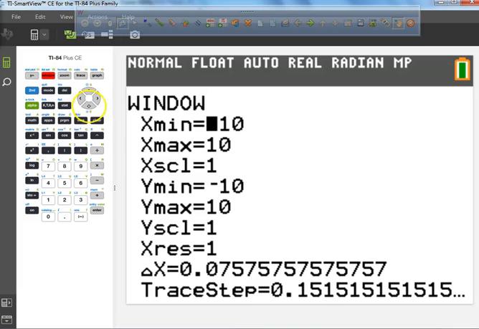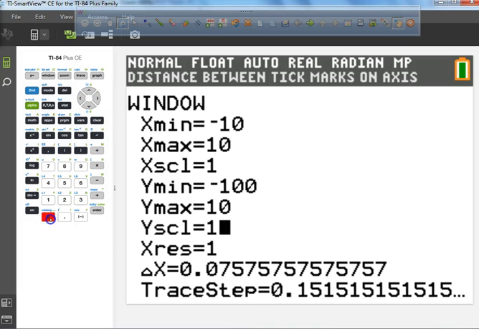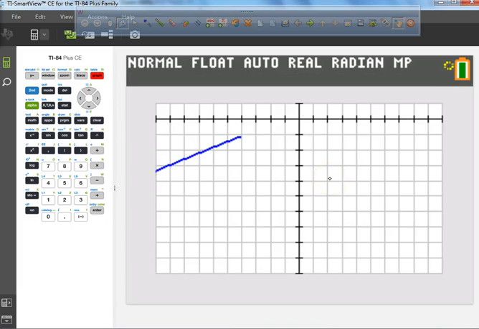I'm going to change the window. I'm going to go down to where the y minimum is at negative 100. And I'm going to change the y scale to 10. So you guys can see how it gets closer and closer and closer. There's your function. There's your slant asymptote. Just gets closer to that slanted asymptote. Okay?